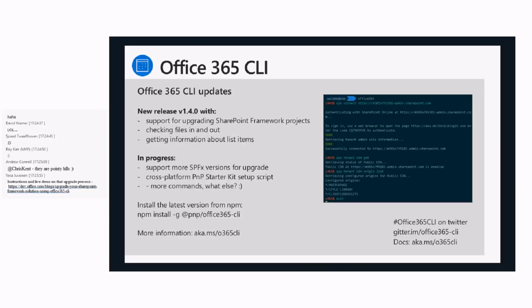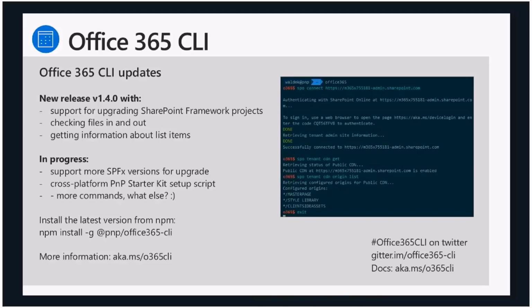Things that are in progress: supporting SPFx versions, supporting more versions for upgrades. So right now, we're not obviously supporting going from every version to every other version, but we'll be looking to support and expand what versions can be upgraded with the CLI. So that is in progress, as well as a cross-platform PnP starter kit setup script. That would be an easy way for folks who can't or don't want to use PowerShell to set up the PnP starter kit using the CLI. And then, of course, more commands.